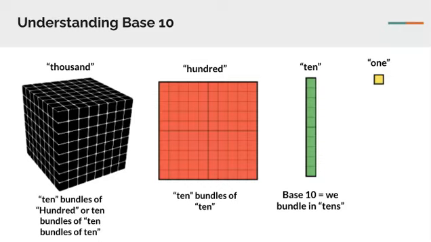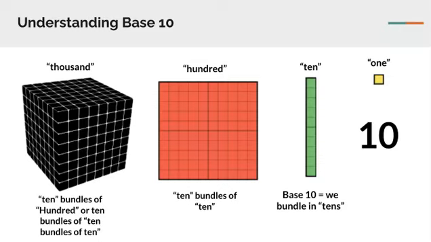So we start counting ones, and then after 9, we run out of digits. So we bundle them together to make a group that we call a 10. We represent that 10 with 2 digits or numerals: a 1 in the tens place to represent the 1 bundle of 10, and a 0 in the ones place.